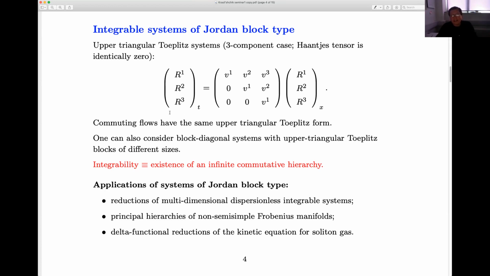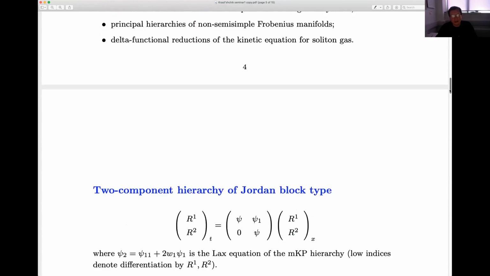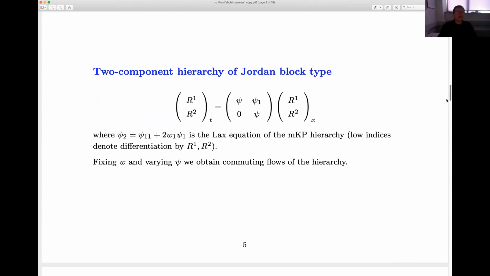Now let me show you examples of commuting systems of this kind. First, I will start with the 2x2 case. It's very simple. These are the equations. Psi is some function of R1, R2. Psi_1 means the derivative by R1, d psi by dR1. Clearly, this is a Toeplitz type system, Jordan block type. And this psi is not arbitrary. This function psi satisfies this linear system.